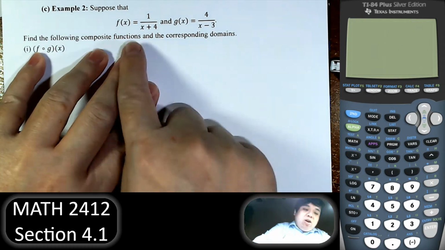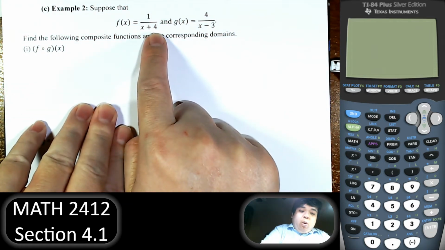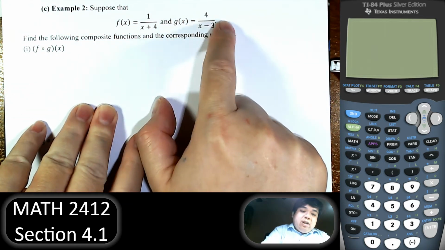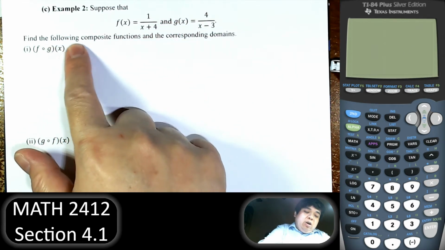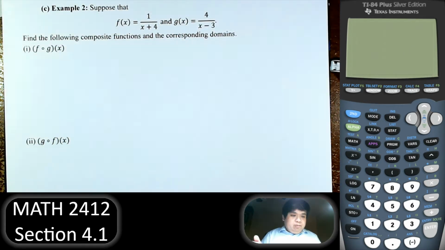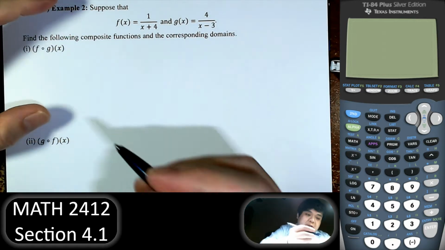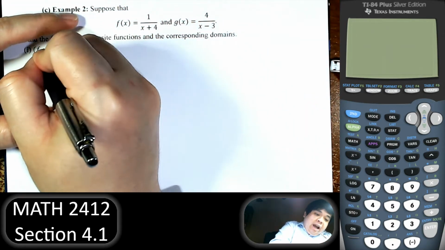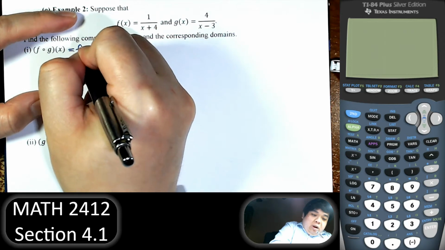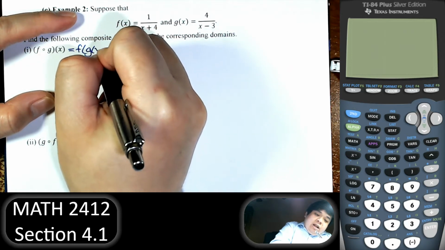Suppose that we have the function f of x is 1 over x plus 4, and the function g of x is 4 over x minus 3. Find the combination of the two functions. Alright. And then the domain. So first let's find the combination, f of g of x. So we write f of g of x.